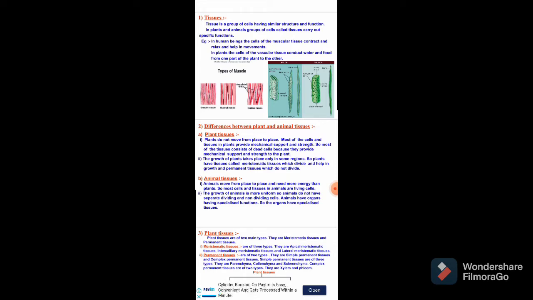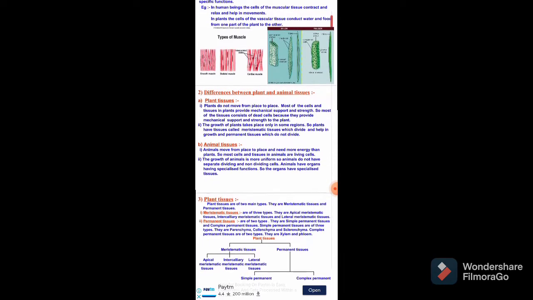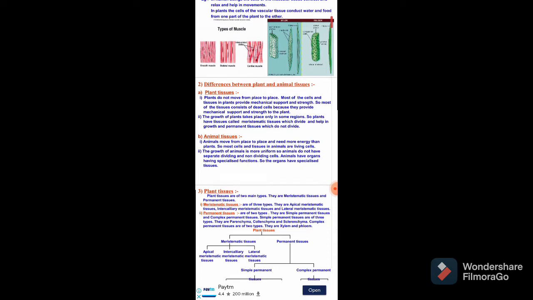For example, in human beings, the cells of the muscular tissue contract and relax and help in movements. In plants, the cells of vascular tissue conduct water and food from one part of the plant to other. These are the diagrams of the types of muscles and the xylem and phloem structure.